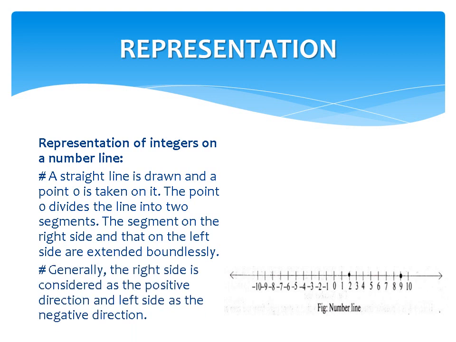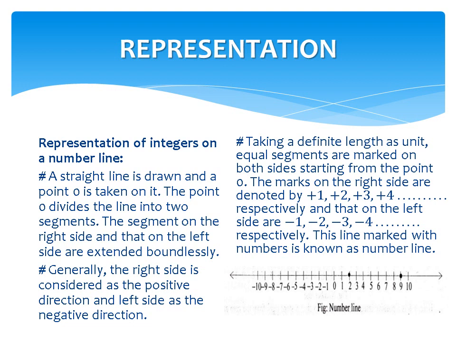After that, generally the right side is considered as the positive direction and the left side as the negative direction. That means from 0 the right side will be the positive side and the left side will be the negative side. Taking a definite length as unit, equal segments are marked on both sides starting from the point 0. The marks on the right side are denoted by +1, +2, +3, +4, and so on, as you know already that from 0 the right side will be positive side, and respectively those on the left side are negative side, -1, -2, -3, -4. This line marked with numbers is known as number line, and in the number line you can see every number is lying at the same interval.